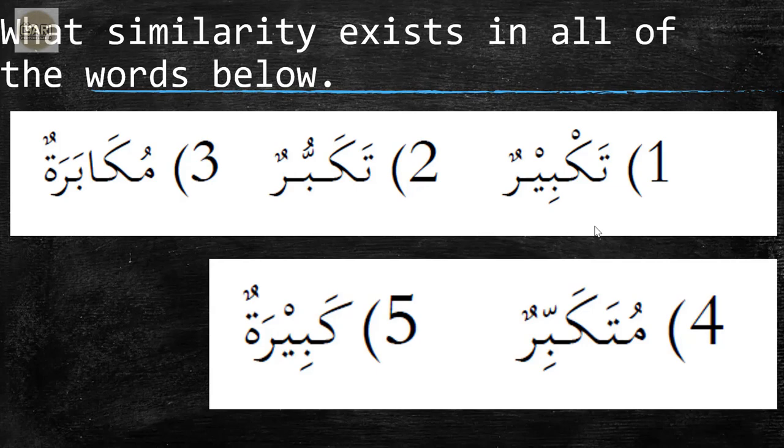So another similarity is these words all have the same root. You can read up on this lesson, which will be a part of your homework from pages 76 through 78. You'll notice that they all have the same root, kaf, ba, ra. So these words all come from the same root, kabara. And they also all have the addition of ta along with some other letters.